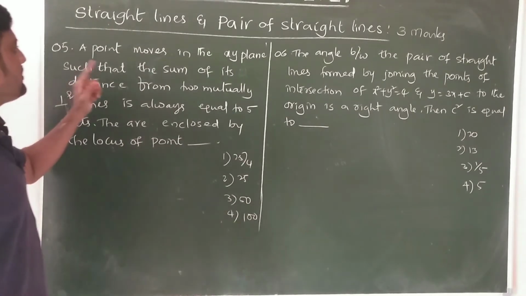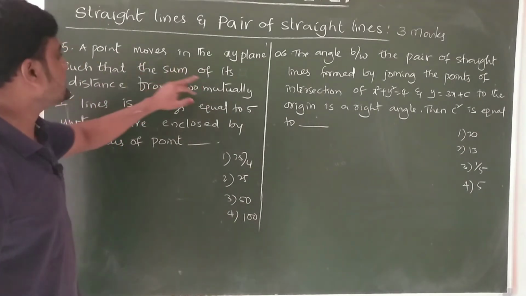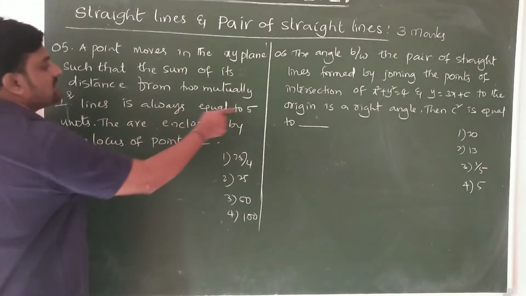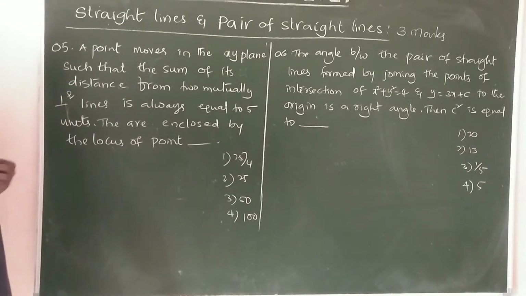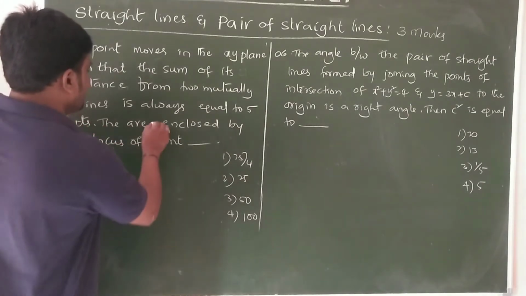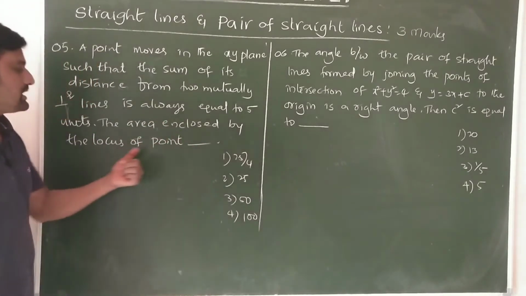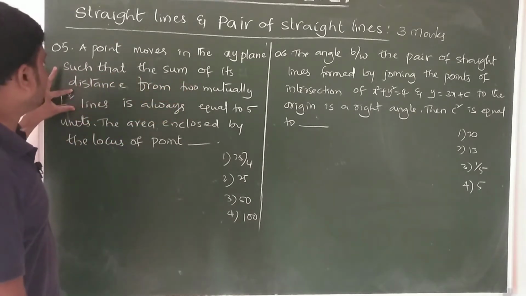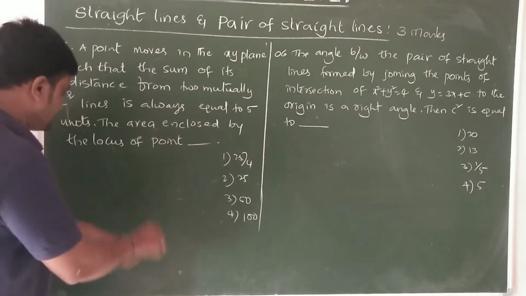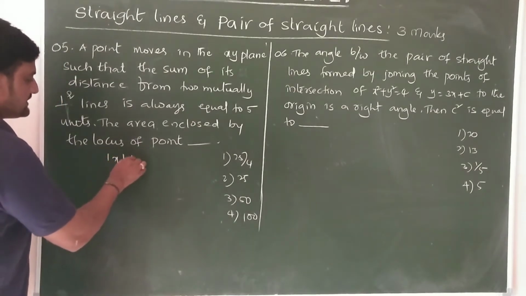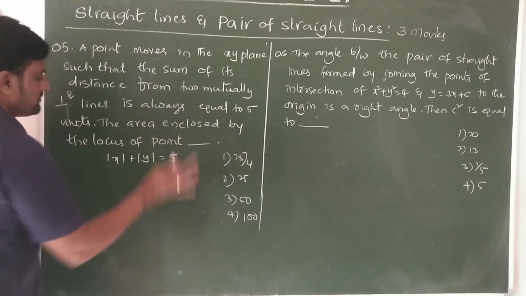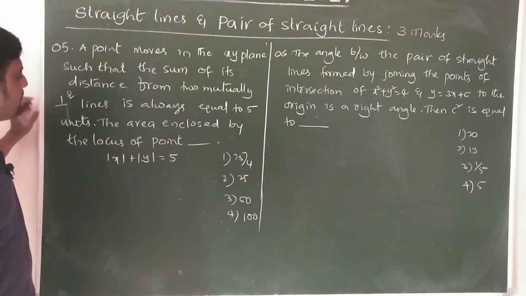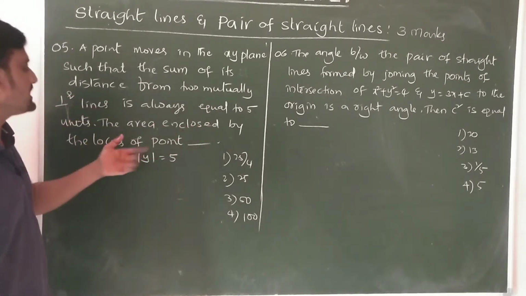The problem: a point moves in the xy plane such that the sum of its distances from two mutually perpendicular lines is always equal to 5 units. The area enclosed by the locus of the point is what? Okay, the sum of the distances from the mutually perpendicular lines is always equal to 5, so the equation can be written like this, equals 5, okay. And we have to find the area enclosed by the locus of the point.